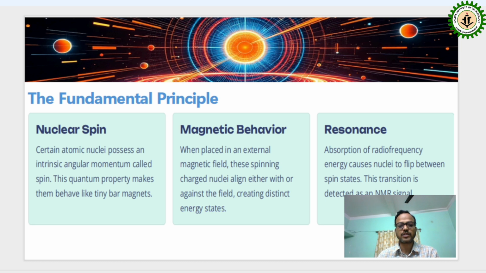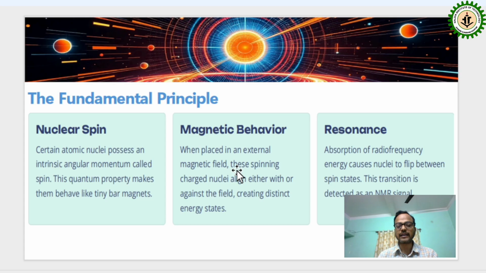Certain atomic nuclei possess an intrinsic angular momentum called spin. This quantum property makes them behave like a tiny bar magnet. That means if there is a nucleus, it must have some protons and neutrons in it, and due to the rotation of the charged particles, there arises an angular momentum, and that angular momentum compels the nucleus to behave like a tiny bar magnet. When placed in an external magnetic field, these spinning charged nuclei align with or against the magnetic field.